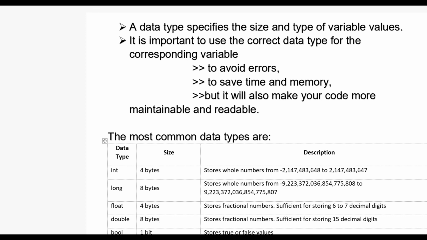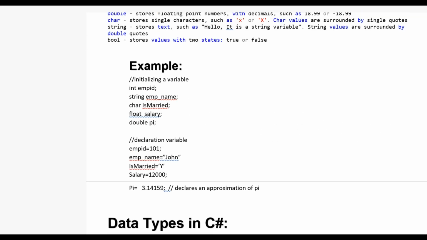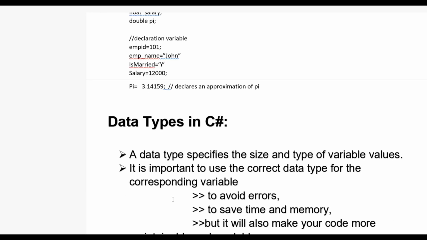And bool is 1 bit. It stores a true or false value, like 1 or 0. And char takes only 2 bytes. It stores a single character surrounded by single quotes, as you see in the above example. And string takes 2 bytes per character. It stores a sequence of characters, as you see in the example like employee name John.